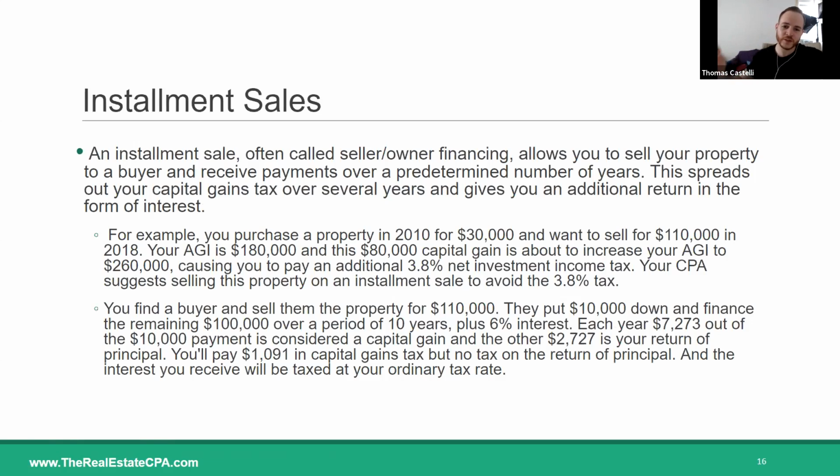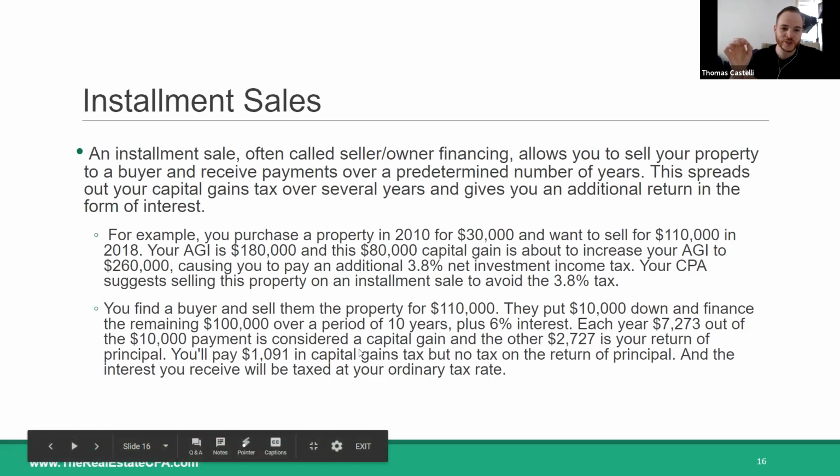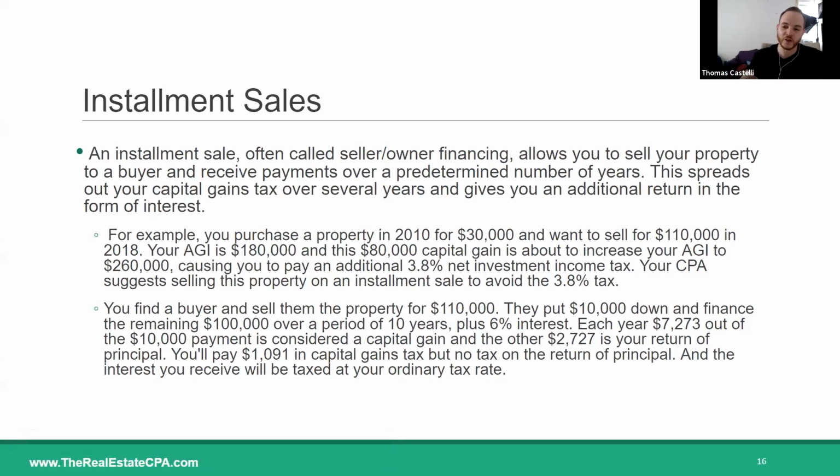An installment sale, again, often called seller or owner financing, allows you to sell your property to a buyer and receive payments over a predetermined number of years. This spreads out your capital gains tax over several years and gives you an additional return in the form of interest. Again, with seller financing, you're essentially becoming the bank. You're taking back a note. Instead of having the buyer go to a bank for a loan, you're just directly financing for them. So let's go through an example.